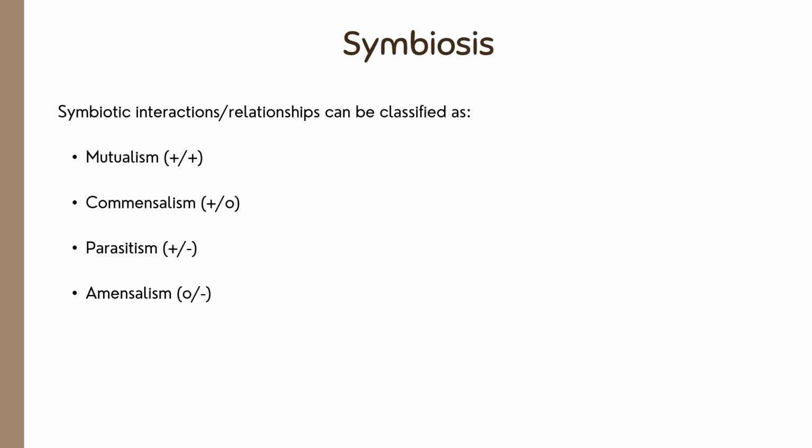There are a few different symbiotic relationships that you will need to know. So mutualism, commensalism, parasitism, and amensalism. As you can see, I've indicated in brackets here how they are either positive for both species, positive for one species and neutral for the other, positive for one species and negative for the other, and then neutral for one species and negative for the other.